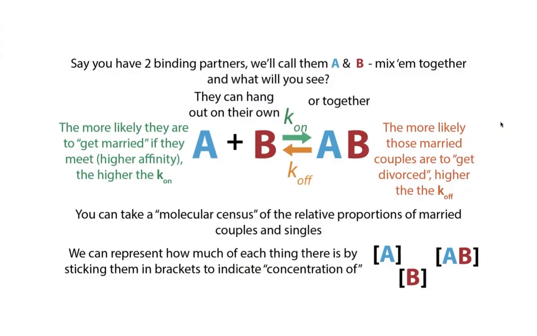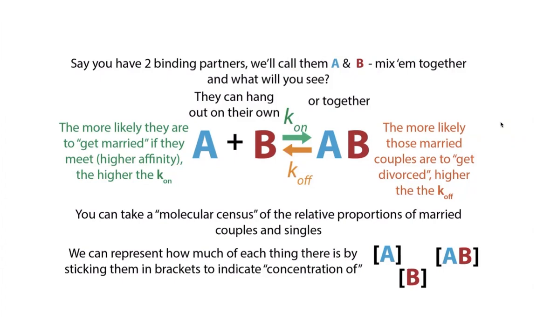Let's talk about taking a molecular census. So we're going to take these two binding partners, we'll call them A and B, mix them together, let them get married, that is bind, and divorce, that is unbind. And then we'll see how much of them are married and how much of them are single.